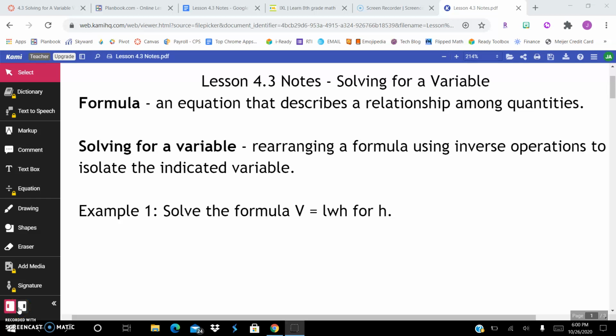For section 4.3, we are going to be solving equations for a variable. So you're going to be given some formulas, which is an equation that describes a relationship among quantities, and you're going to be asked to solve for a variable. And what that means is you're going to rearrange the formula using the inverse operations that we've been practicing over the last week and a half to isolate the indicated variable.